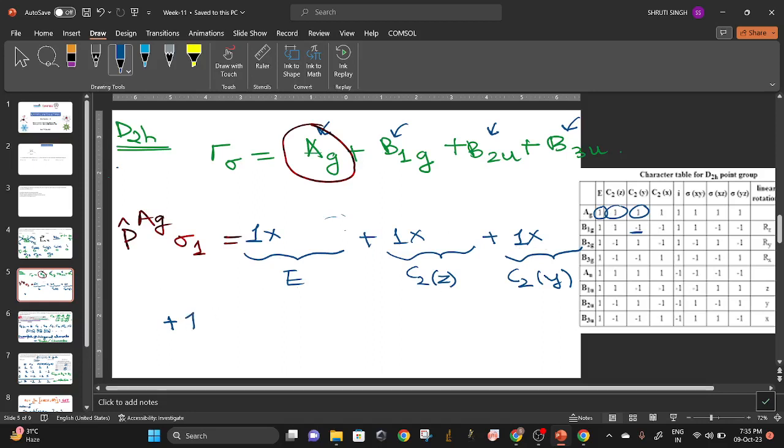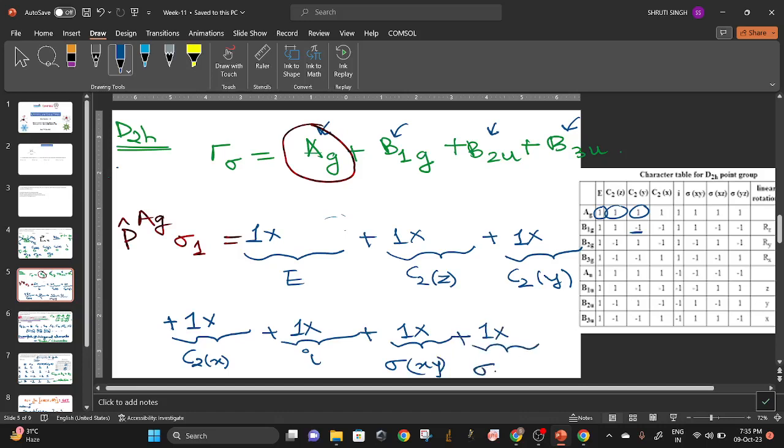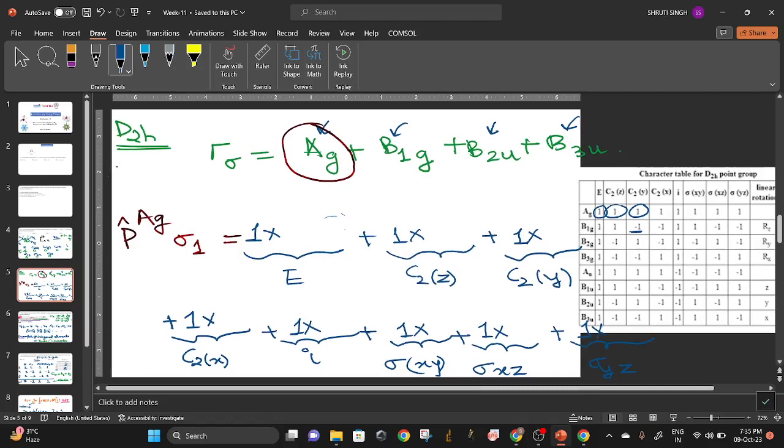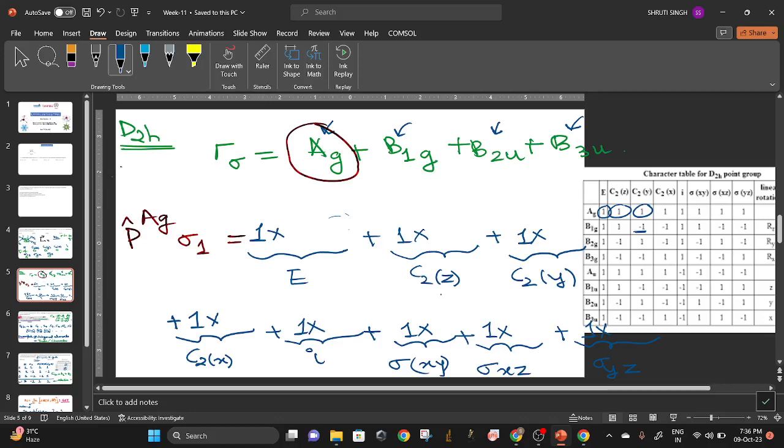Third term, again I am multiplying with plus 1, but this will be for C2x, and then something will come here that I'll write later. This will be for i, this will be for sigma xy, this will be sigma xz, this will be sigma yz. Okay, so this is now sigma 1.